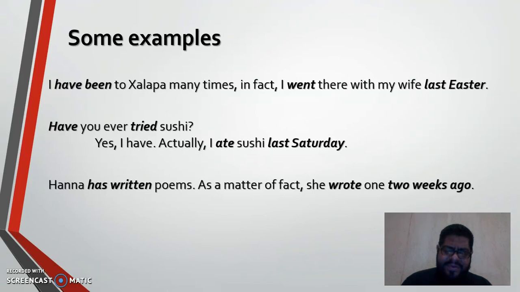The examples are very simple. Let me explain a little bit more in detail. In the first example, we have a present perfect sentence. I have been to Jalapa many times. Have been many times, but I'm not telling exactly when. In fact, I went there with my wife last Easter. This is a simple past sentence. I have been to Jalapa many times, present perfect. I went there with my wife last Easter. This is simple past.